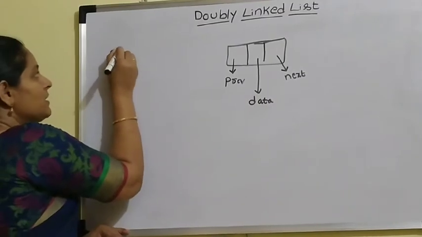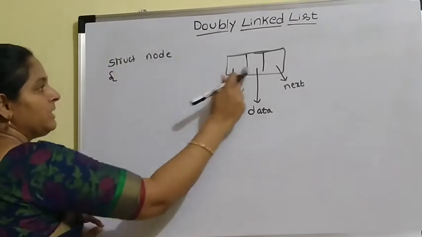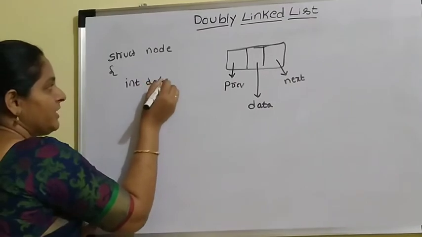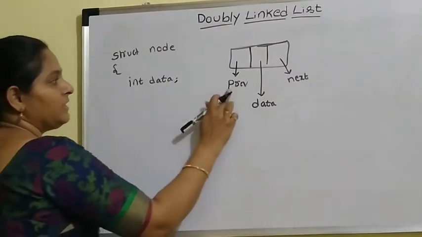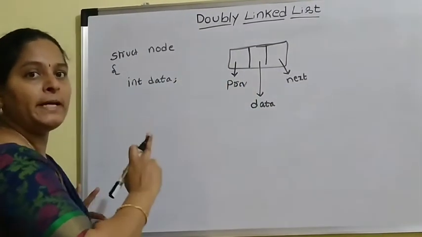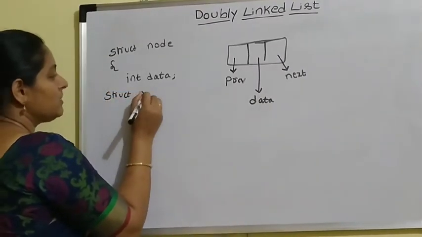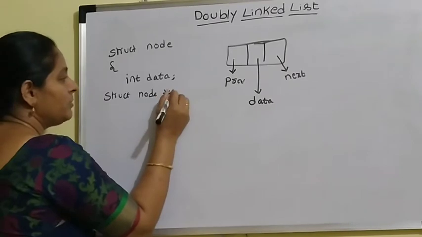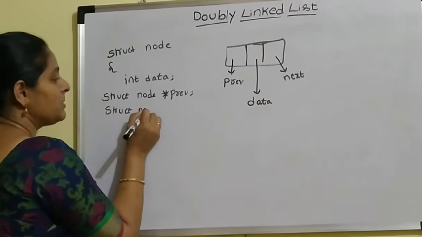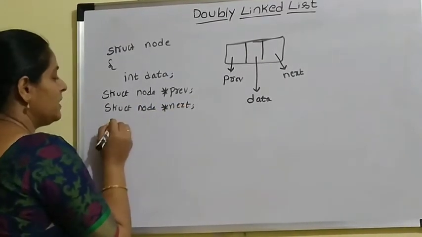So here, struct node, we have three partitions. One partition I am using for storing the data part, and these two are the pointers for pointing to the next node and the previous node. So struct node star previous, struct node star next. This is the node structure of the doubly linked list.